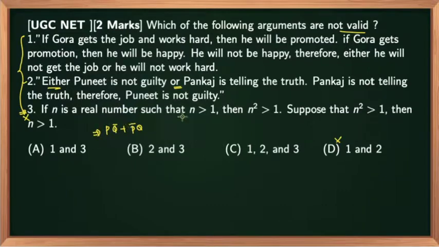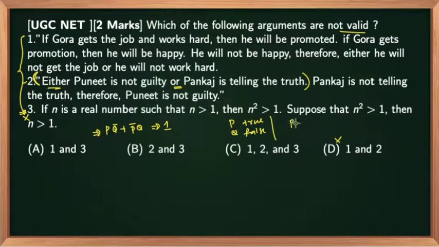So it's given that either Puneet is not guilty or Pankaj is telling the truth. That means this portion is true. Okay. So if this portion is true, that means this should evaluate to 1, right? So that means the possible values of P and Q are, if P is true, then Q should be false.